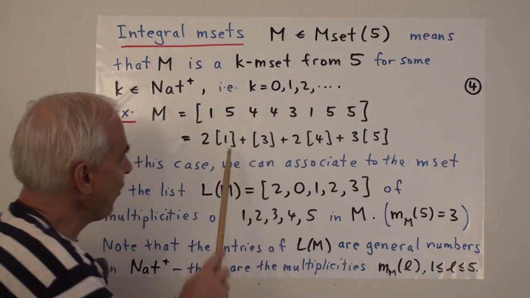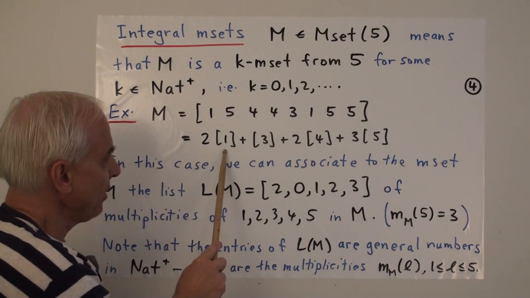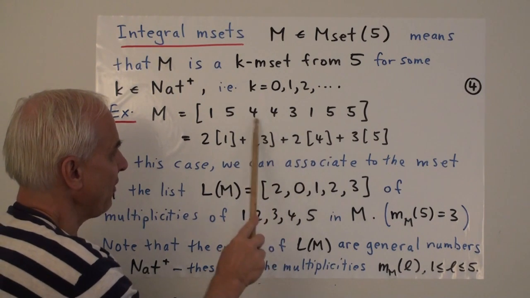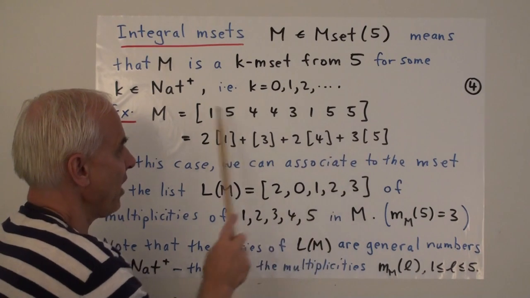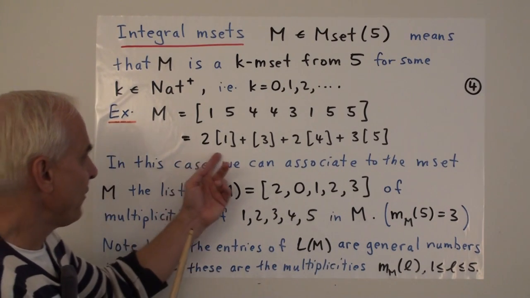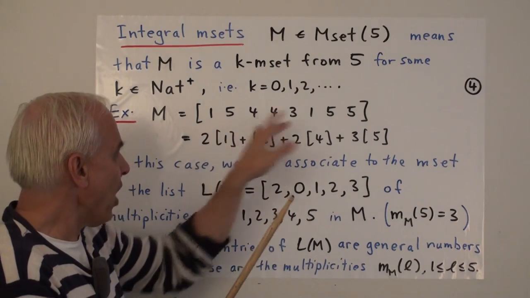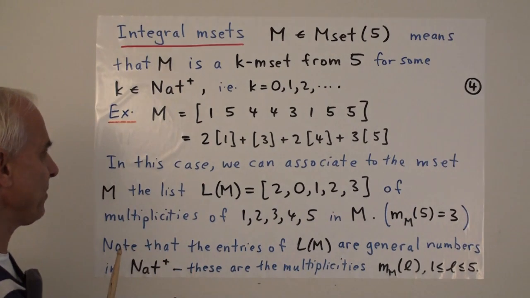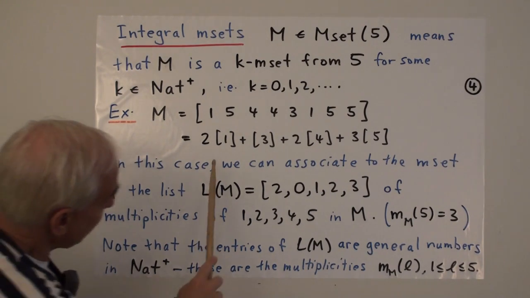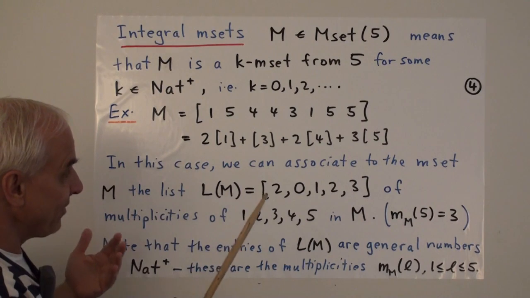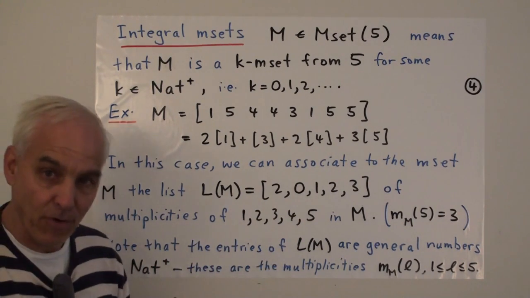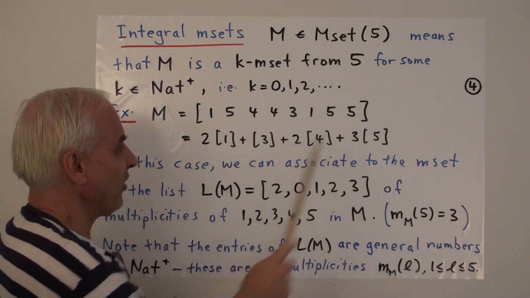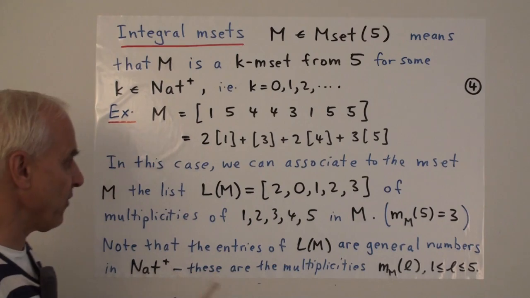So we can rewrite this as 2 times the mset 1, representing those two ones, plus the mset 3, plus 2 times the mset 4, plus 3 times the mset 5. So this is a way of bringing the objects together, organizing the mset a little bit more efficiently. And we've seen that once we've gone to that stage, we can go one step further and create a new object which just records the various multiplicities of the various objects 1 through 5.